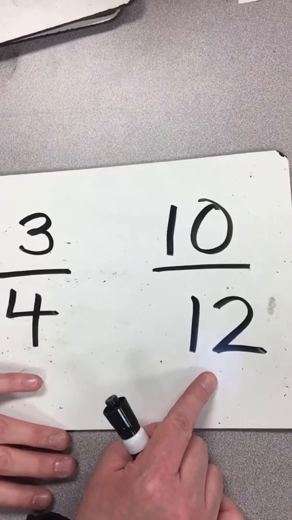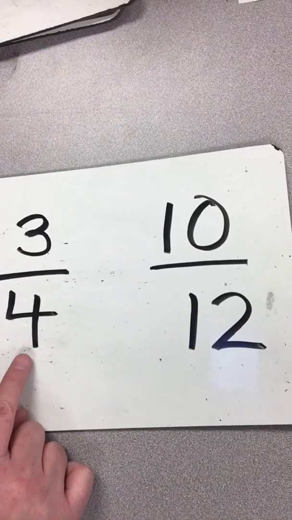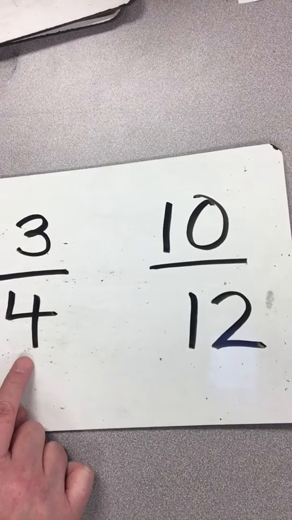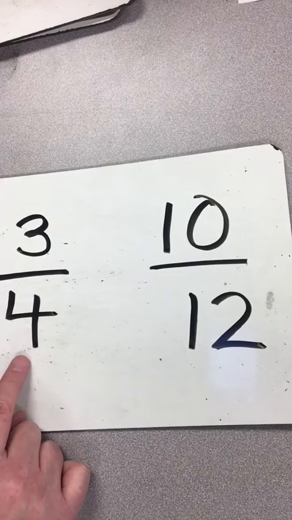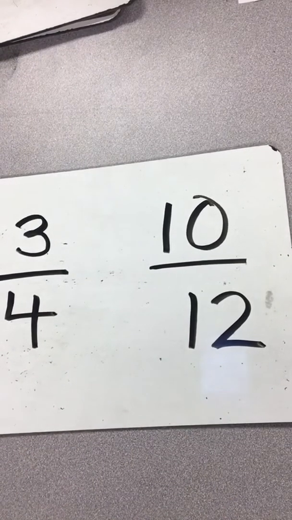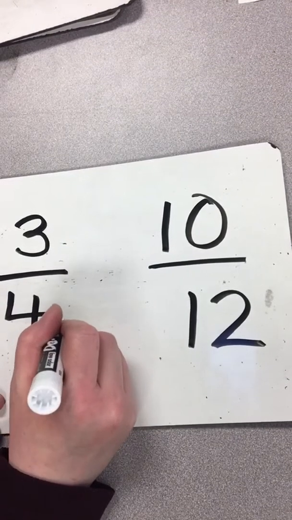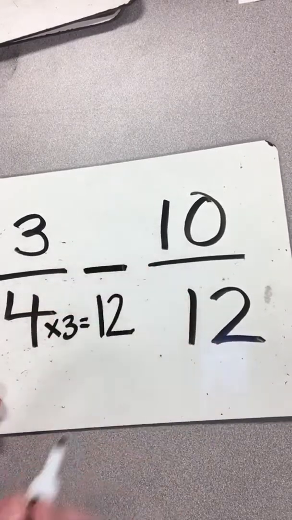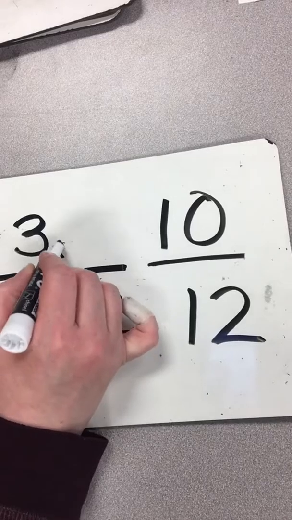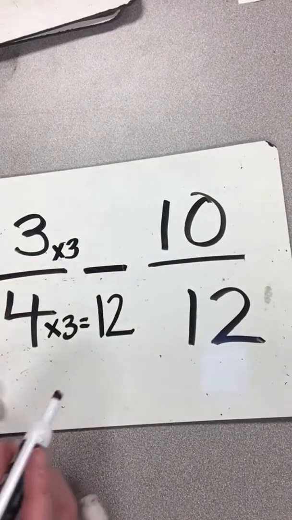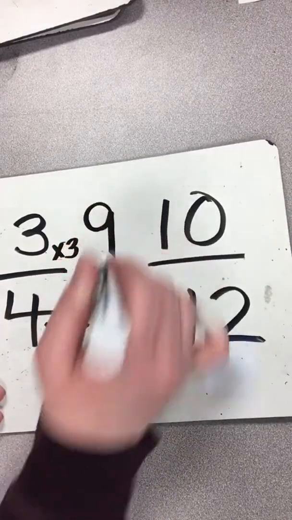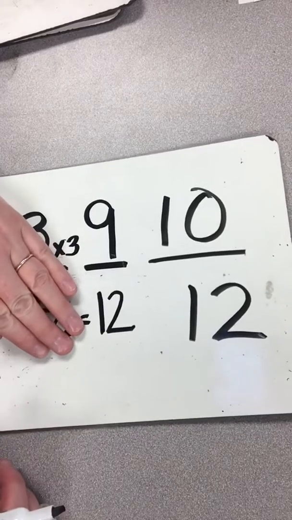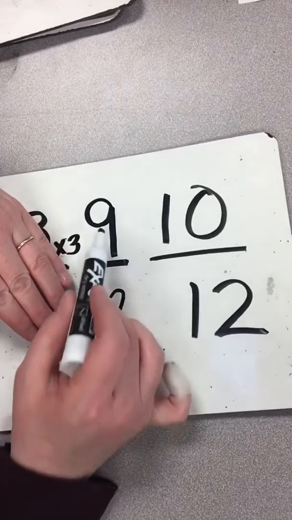They're different. So I'm going to come over here to my smaller of the two, 4, and think to myself, 4 times what would get me to 12? 4 times 2 is 8. 4 times 3 is 12. Awesome. Whatever we do to the bottom, we do to the top. 3 times 3 is 9. Now I have numbers that I can compare.